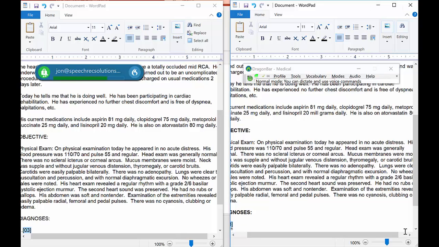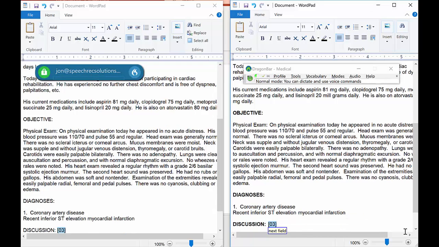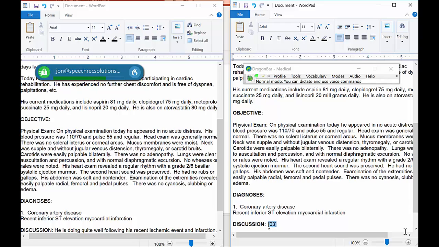Coronary artery disease. New line. Recent inferior ST elevation myocardial infarction. Next field. He is doing quite well following his recent ischemic event and infarction, period. He is reporting no ongoing symptoms, period. He is normotensive on an appropriate medical regimen, period. We reviewed the events of his hospitalization and I recommended no changes, period.